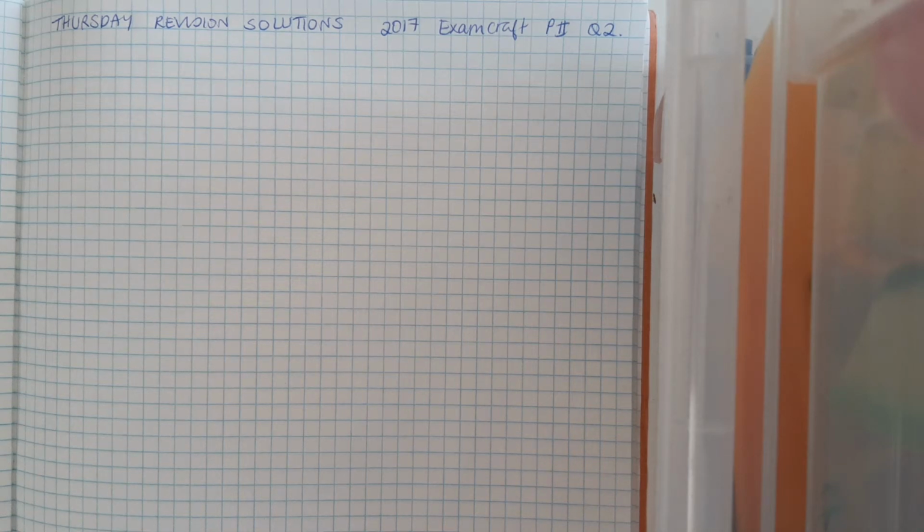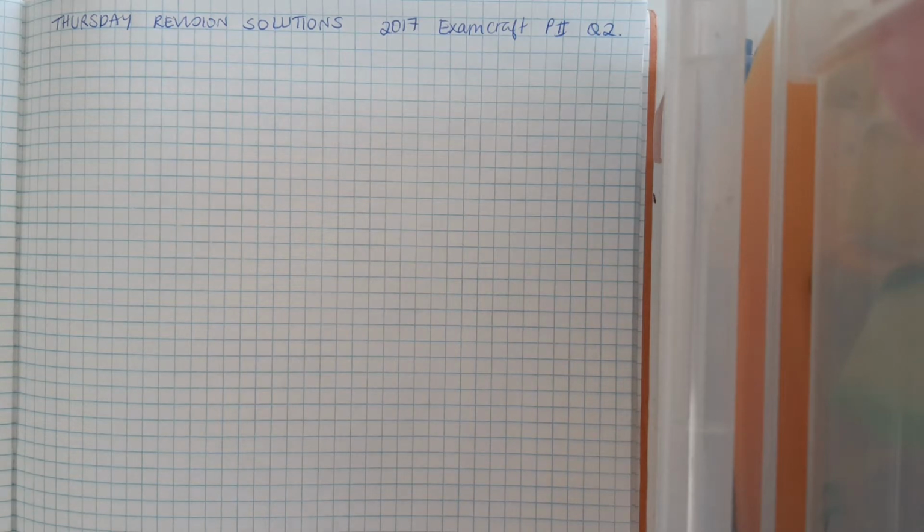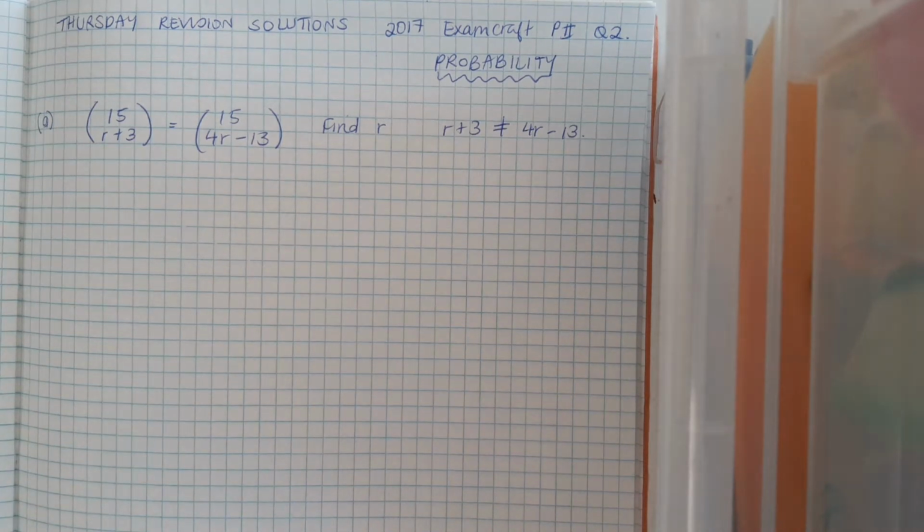This is a short video with the solutions to Thursday's revision work. It is the 2017 Examcraft mock paper 2 question 2 and it's on probability. In part A we have an equation using combinations.